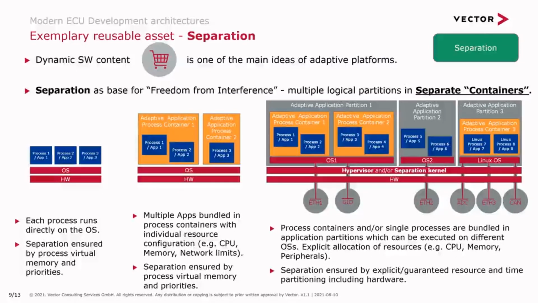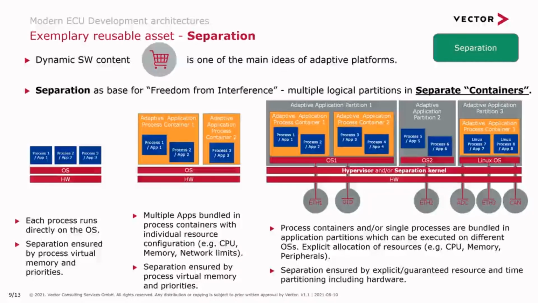So the basic idea is to encapsulate or separate those in logical partitions or containers. There are different extents for these separations which are possible, and I have put 3 possibilities together. The first one on the left side is to have only one operating system, and the apps are running directly on the OS. Now, the separation is ensured by definition of virtual memory blocks for those applications, and those applications or processes become prioritizations.